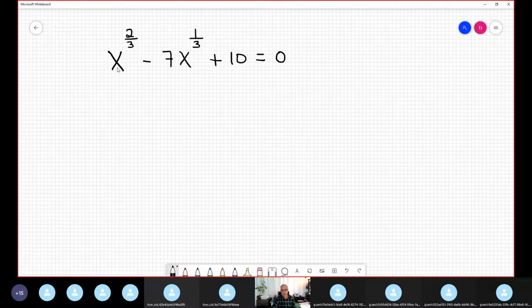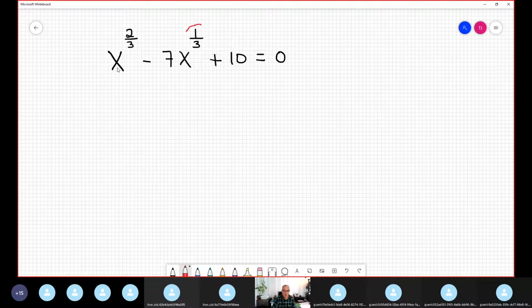Okay, obviously this is not a polynomial. Why not? Because when the exponent is a fraction or negative, it's not a polynomial. It's only a polynomial when the exponent is a whole number: 0, 1, 2, 3, 4, 5. No negative and no fraction. However, it's quadratic form, yes. How do you know it's quadratic form?